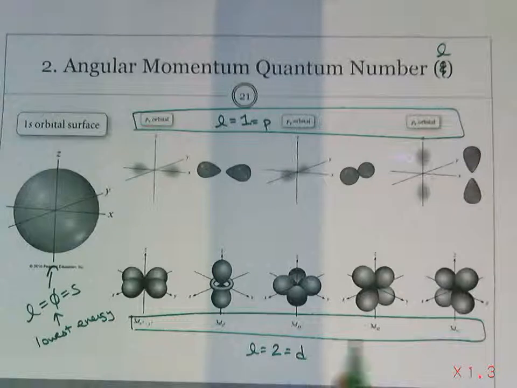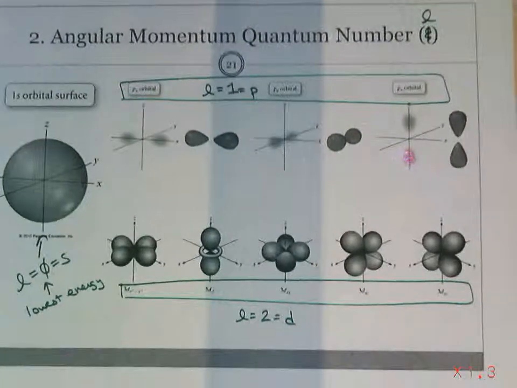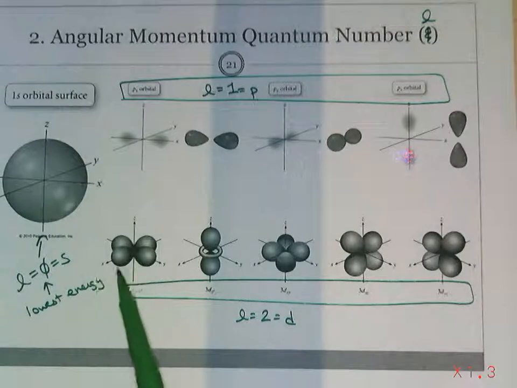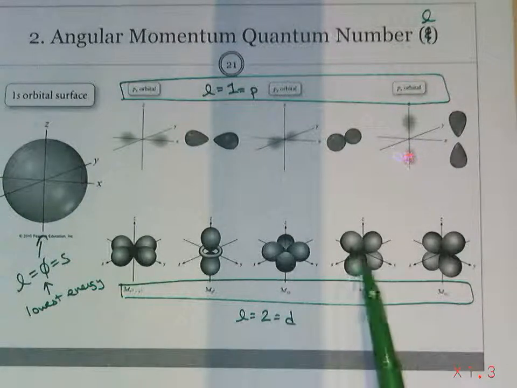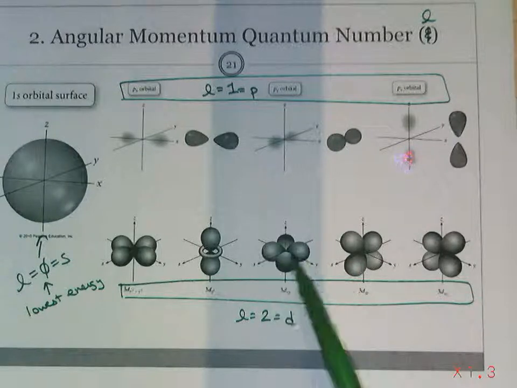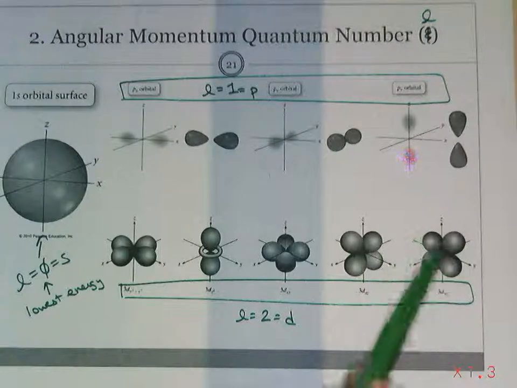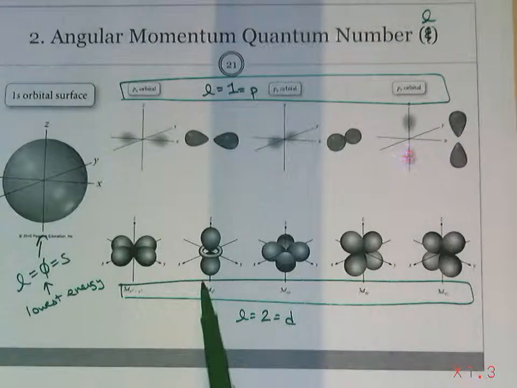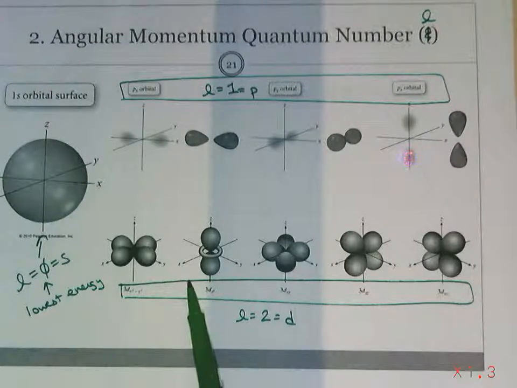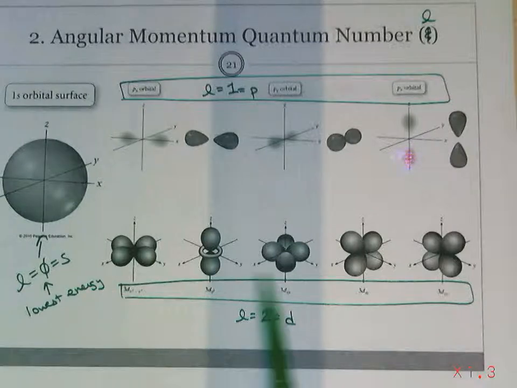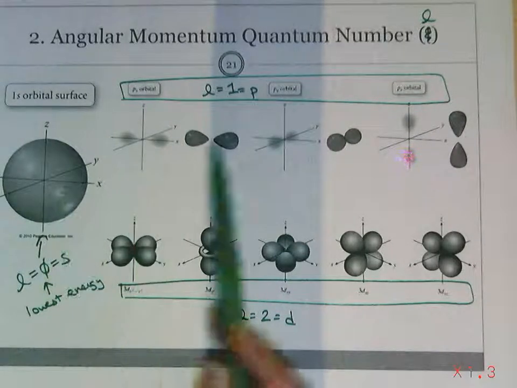L equals 2 is D. Have a dumbbell along Y, along X, along Y. They're volumes, so to draw this volume. All equal volume, just a different orientation.